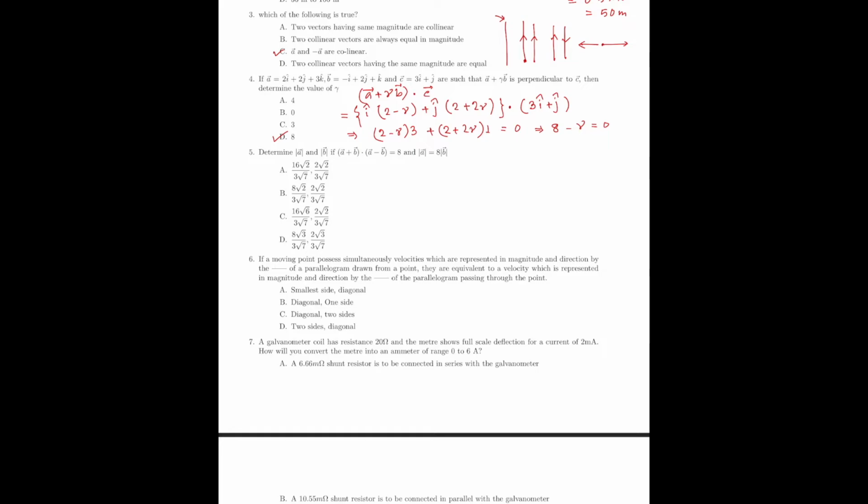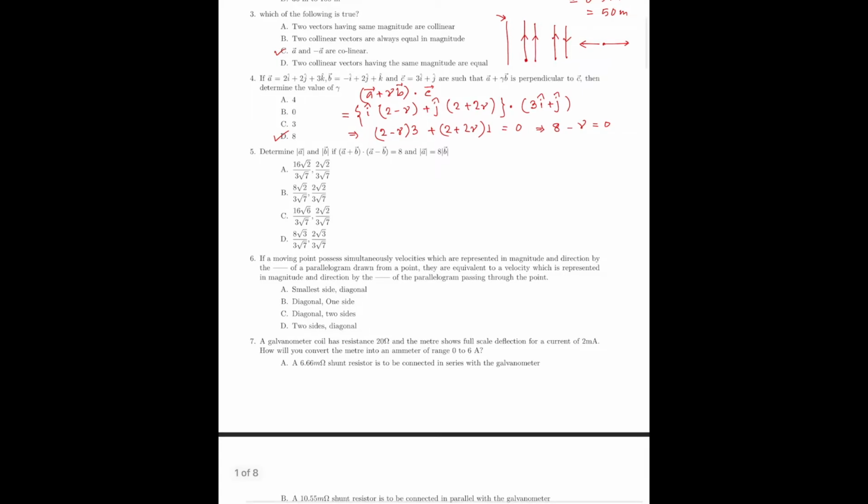For question 5, there is a given relation that vector A plus vector B dotted with vector A minus vector B is 8, and modulus of vector A is 8 times modulus of vector B. We need to find the magnitude of A and B. If you look at the options, there are 3 options with the same value of B, and the options for A are different. So it is better to find the value of A first.